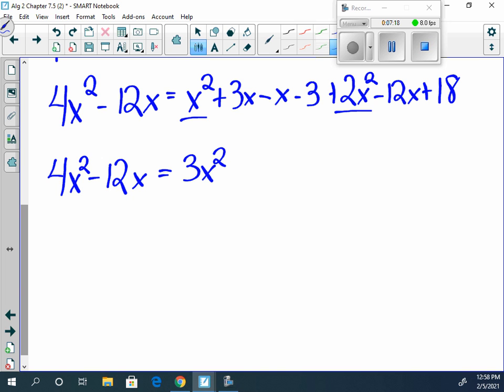So x squared plus 2x squared will give us 3x squared. Now we do have a few x terms. We have 3x minus x. Well, 3x minus x is 2x. Minus 12x would be negative 10x, because 3 minus 1 is 2, and 2 minus 12 will give us negative 10. The last thing we have is negative 3 plus 18. Negative 3 plus 18 will be plus 15.